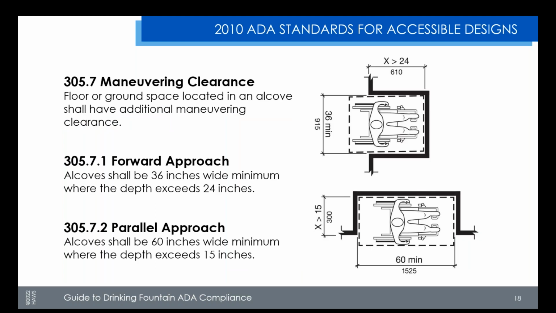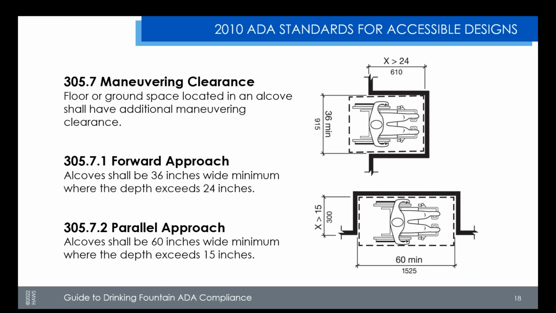Now remember that all of these measurements are bare minimum requirements. The more space you can provide, the better. When the element is in an alcove, like in the examples, wheelchair users are going to need additional space to maneuver, but not just wheelchairs, other devices as well. And the clear floor space changes based on both the depth of the alcove and the type of approach. So in our first example, we have a 30 by 48-inch area, and that becomes 36 by 48 inches when the depth of that alcove exceeds 24 inches in the second example.